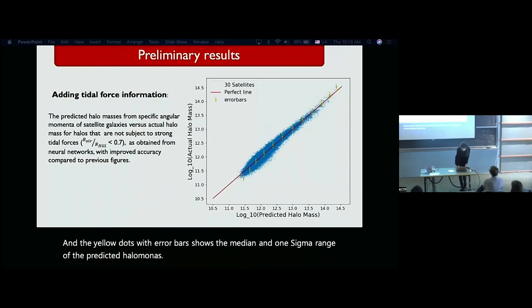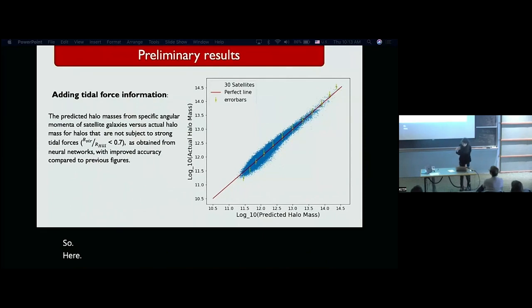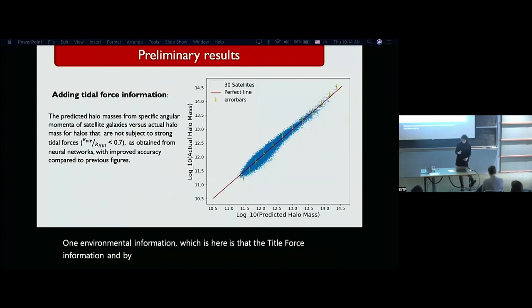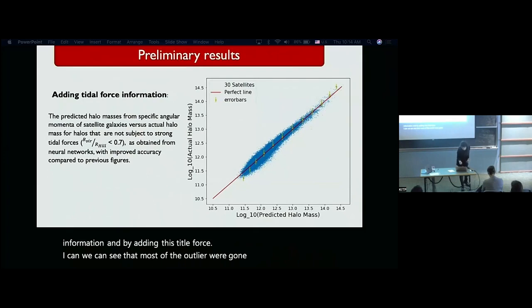Here I added one piece of environmental information, which is the tidal force information. By adding this tidal force, we can see that most of the outliers were gone, and we got a better result.